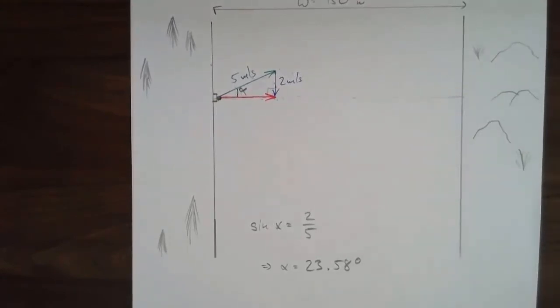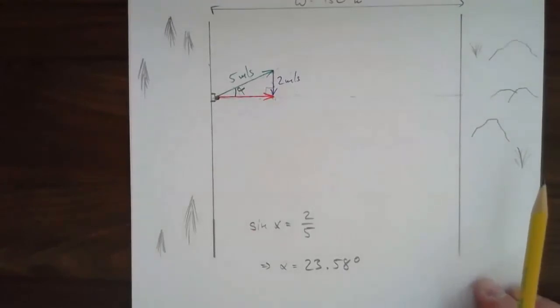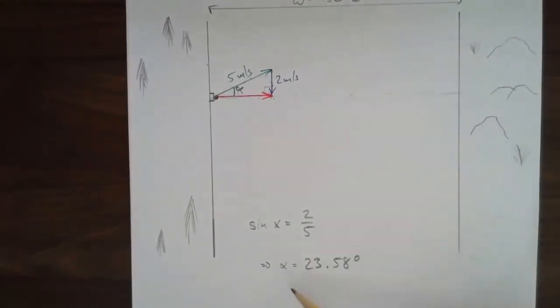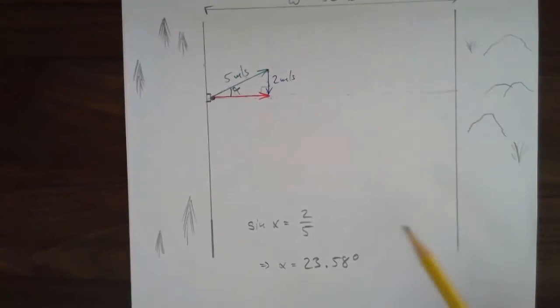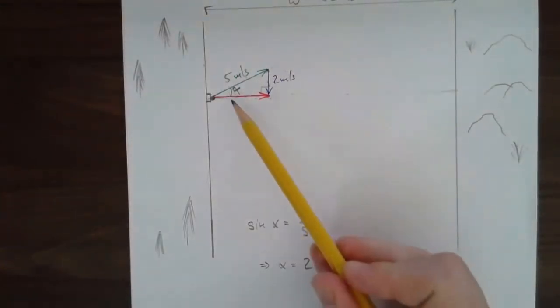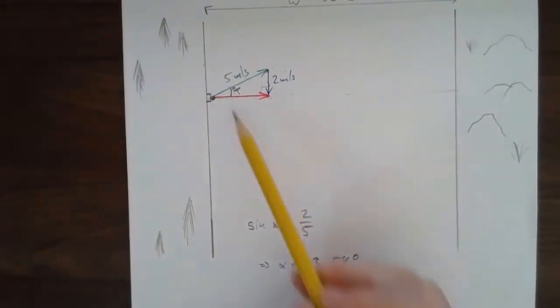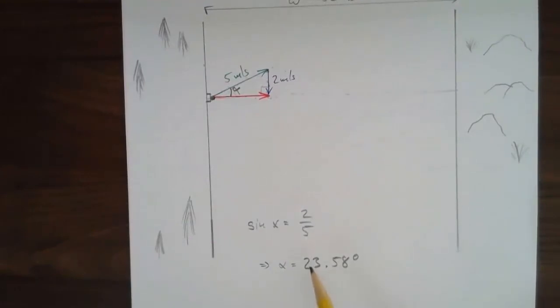Take the inverse sine of 2/5 and make sure you express it in degrees if you want degrees. If you want to express it in radians, that is even better. Express it in radians, but make sure you know which one you're expressing it in, like you know which mode your calculator is in, or whatever tool you're using. Your trigonometry table, if you're a bit old-fashioned. So this angle here is 23.58 degrees from trigonometry. Okay, so that's my direction.